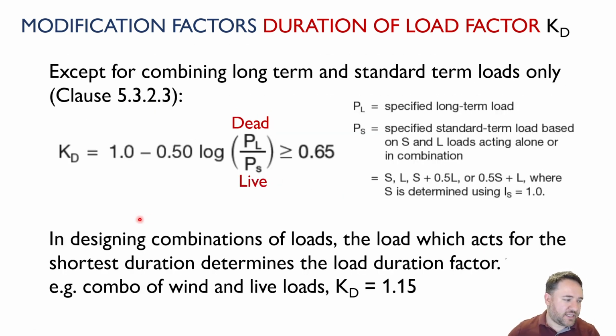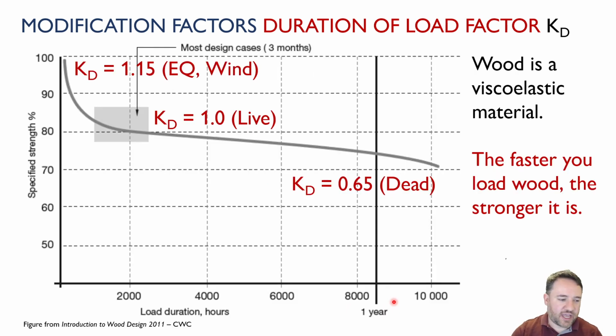But it says explicitly in the design standard that it's the reverse. We should actually take the KD for whichever load is the shortest duration. So if I have a combination between earthquake and dead load, I'll actually use the earthquake KD for the entire load combination when I'm trying to calculate my resistance.